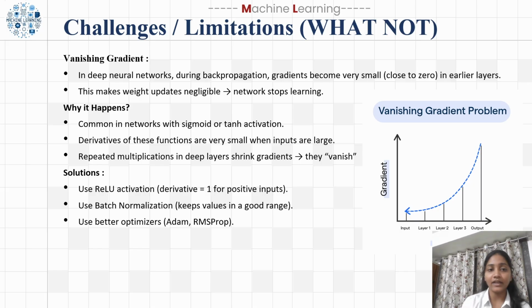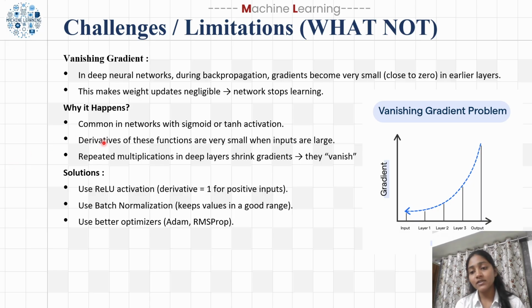There is one more problem, the vanishing gradient. In deep neural networks, during backpropagation, gradients become very small in earlier layers. This makes weight updates negligible, and the network stops learning. At some point the gradient starts becoming near zero, so there is no weight update, and if there is one, it will be like 0.001, and it's not going to change the training process of that model. It's going to worsen that process.